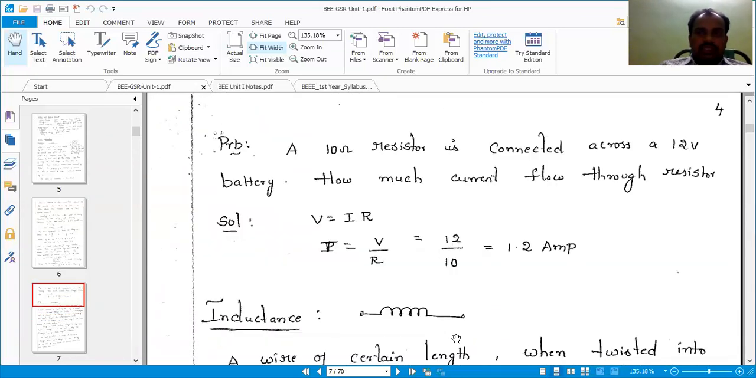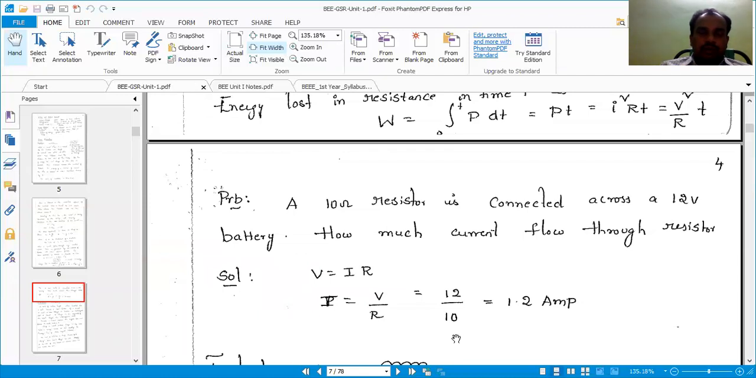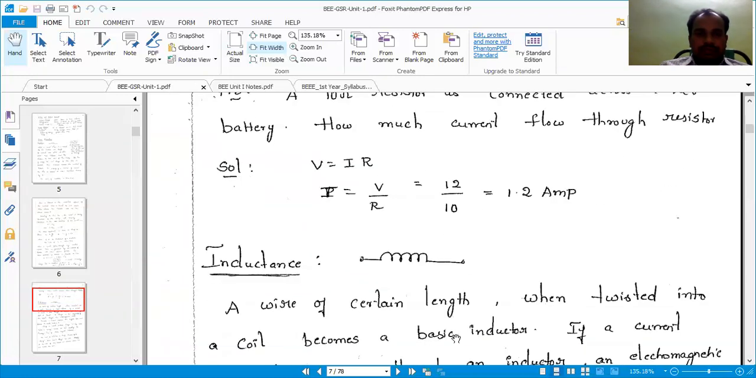Resistance is the opposition to the flow of current, and its unit is ohms. The relationship between power, voltage and current is V equal to I into R, so P equal to I square R or V square by R.